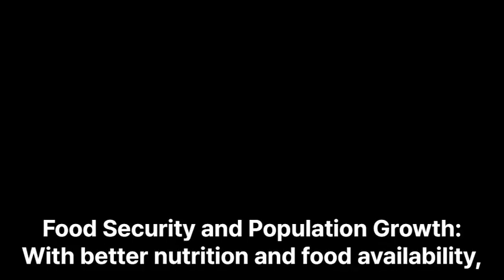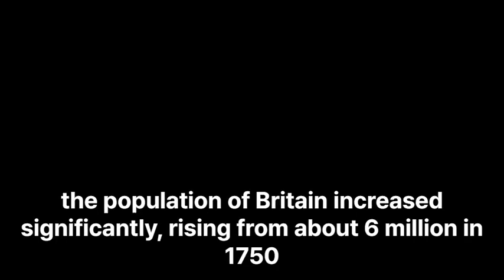B. Economic and social impacts. Food security and population growth. With better nutrition and food availability, the population of Britain increased significantly, rising from about 6 million in 1750 to over 9 million by 1801.